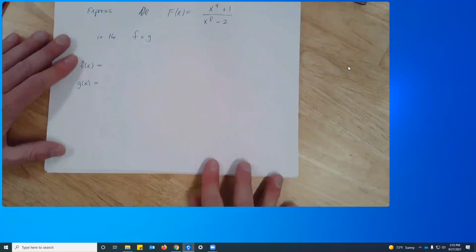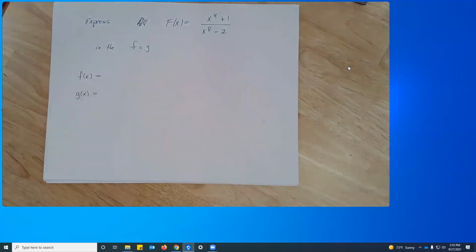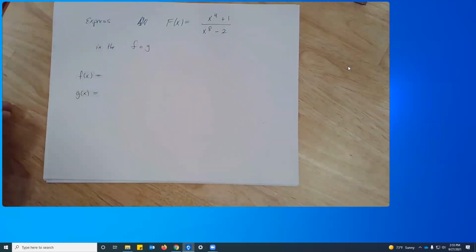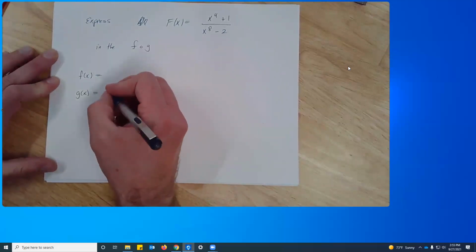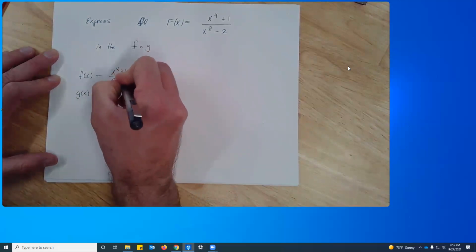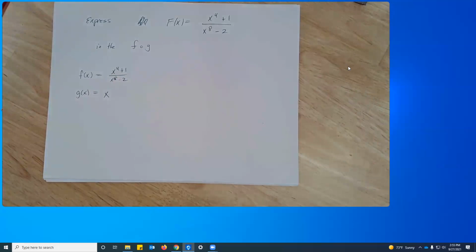And the real answer is there are a lot of different answers to this type of question that would all technically be correct, ranging from the very annoying to the perfectly fine. One perfectly good answer, although not what they're looking for, would be something like this. If my student wrote this, I'd be like, okay, come on, I know you're just being annoying about it. But you could say, all right, g of x is going to be x, and f of x is going to be x to the 4th plus 1 over x to the 8th minus 2. That would technically be correct.